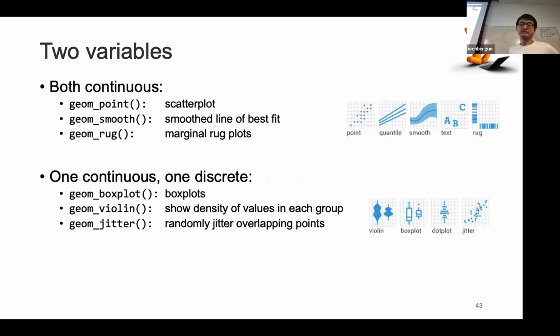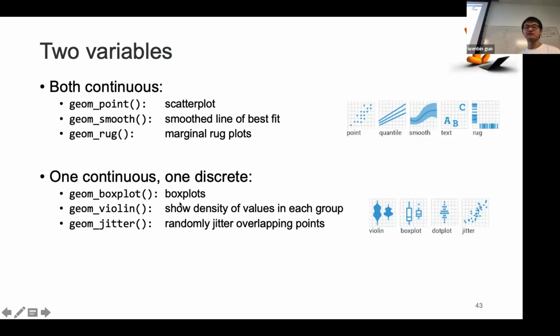And then if you want to look at the regression, like how these two variables are related, then you can use the geometry smooth, try to fit some kind of function, fit a linear regression, etc. And the geometry rug tries to show the marginal density for each of the variables.